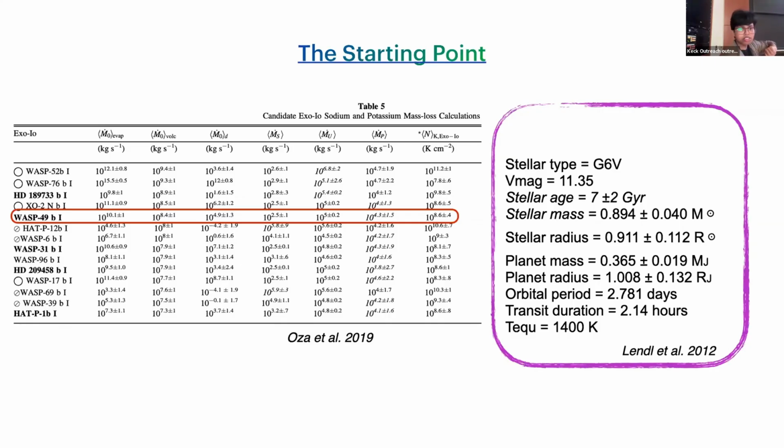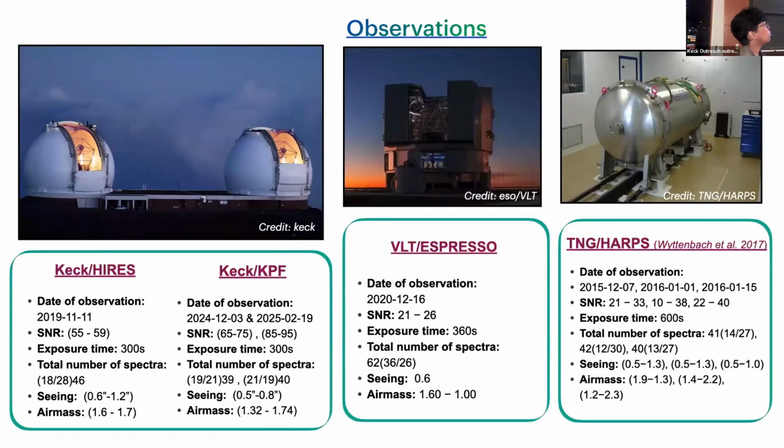A little bit about the system. It's a G6 spectral type star, and the planet is around 0.4 times Jupiter mass with an equilibrium temperature of close to 1,400 Kelvin. What we did was reanalyze the 3 HARPS observations Wyttenbach reported. Along with that, we had 1 VLT ESPRESSO observation, 1 Keck observation, and 2 KPF observations so far. These are some observation details, and overall we had a pretty good number of exposures covering both in transit and out of transit, and good SNR.